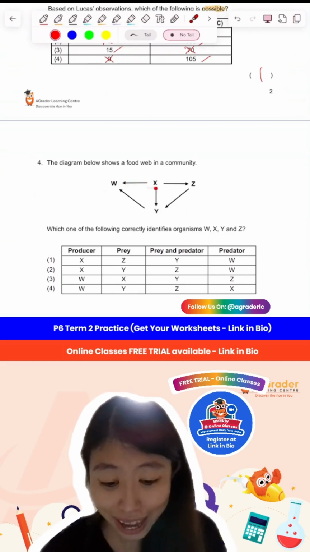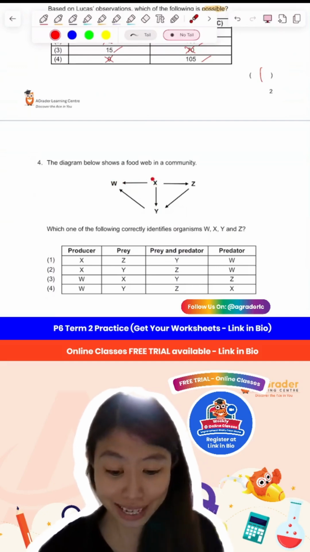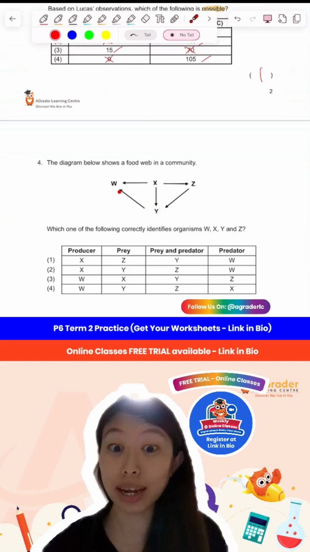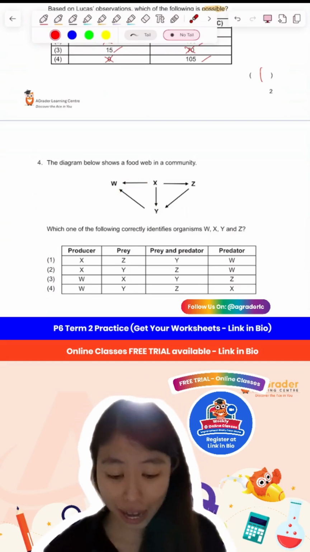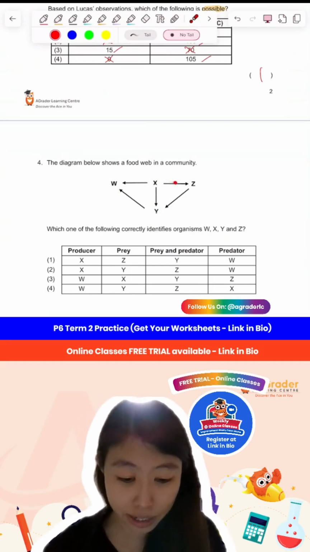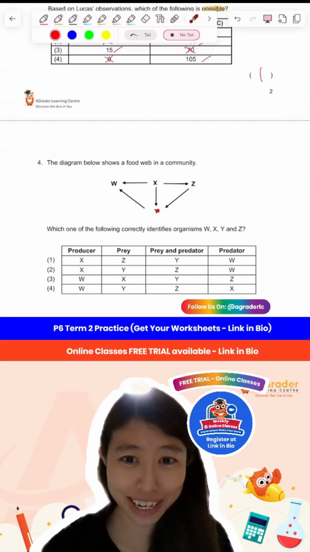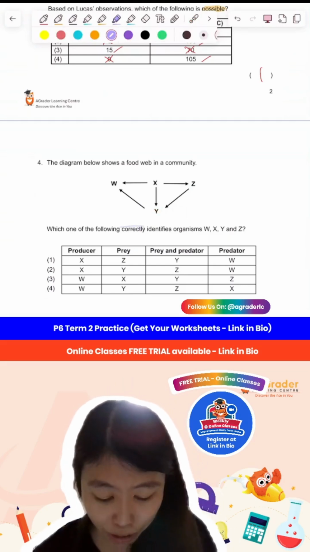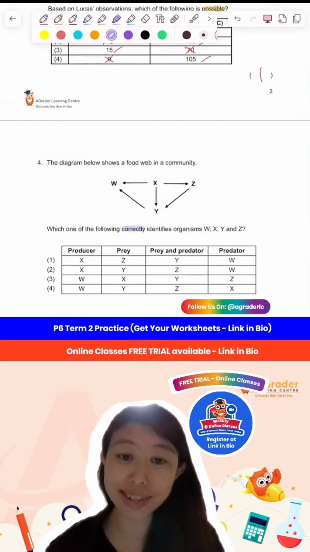What do I mean? That means X is eaten by W. X goes inside W's stomach. So that's why it's eaten. Okay, eaten by W. So this is what the arrow meant. X is eaten by W, X is eaten by Z, X is eaten by Y. It goes into their stomachs. Okay, so which of the following correctly identifies organisms W, X, Y, and Z?